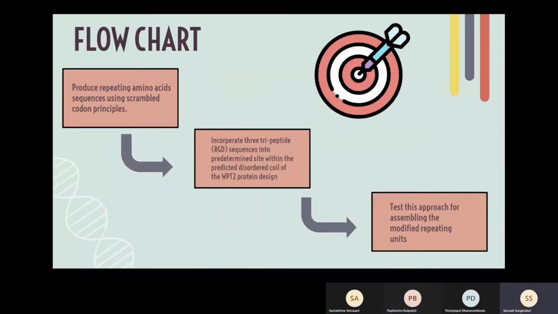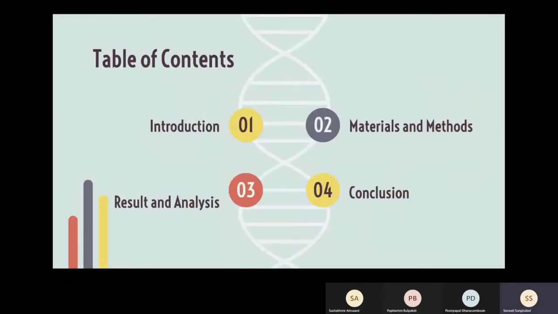So we produce a repeating amino acid sequence using scramble codon principles, and then there will be an integration of 3 tripeptide RGD sequences into the predetermined site within the predicted disordered coil of the WPT2 protein design. And to test this approach for assembling, the modified repeating units are also required as well. So we divide our presentation into 4 parts, which are the introduction, materials and methods, result analysis, and conclusions.